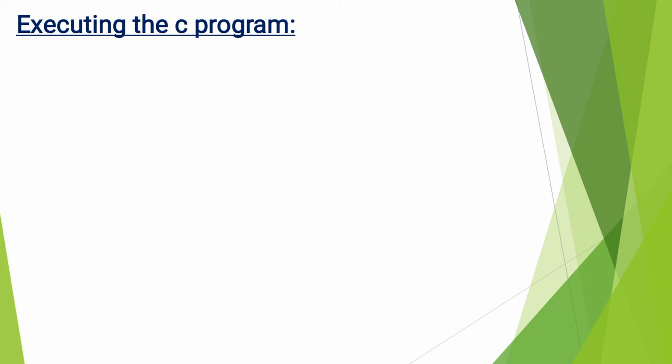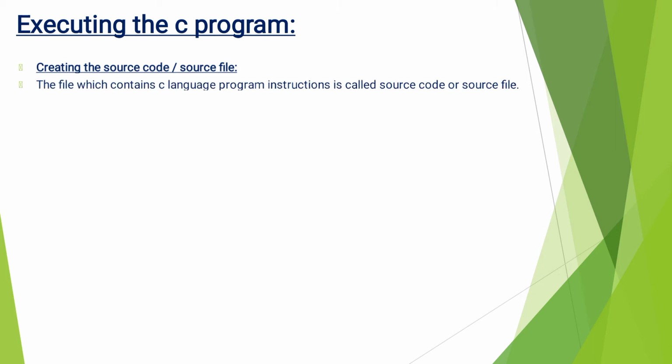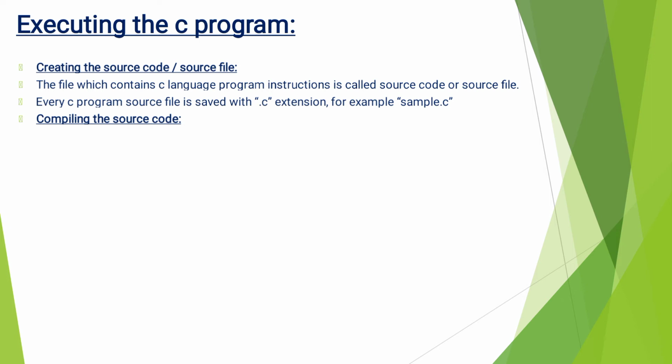Next, executing the C program, point-wise. First of all, we have to create the source code or source file. What is a source code or source file? The file which contains C language program instructions is called source code or a source file. Every C program source file must be saved with the .c extension. For example, if you want to name your C program file sample, you have to give the name as sample.c.